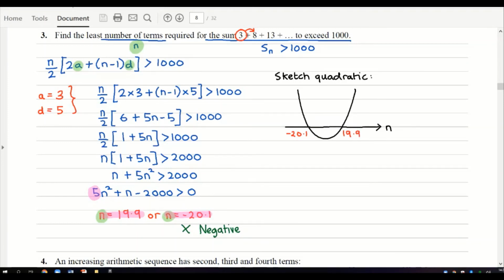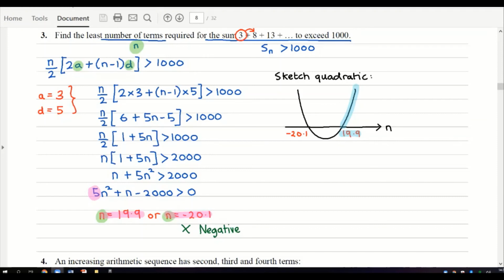All right. The inequality tells us that this quadratic has to be positive. Now, we've already disregarded the negative part, so that's no good. So we're only really focusing on this part. Now, obviously, the graph is positive when, sorry, beg your pardon, the solution will occur when n is greater than 19.9, because that's when the quadratic graph is above the x-axis.